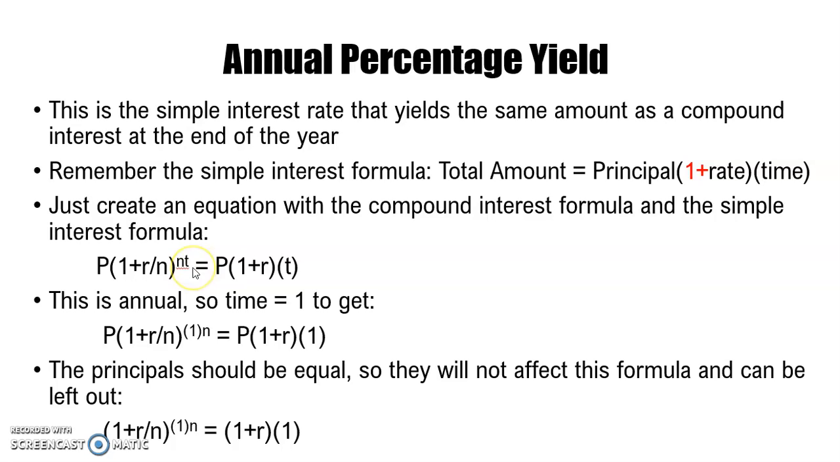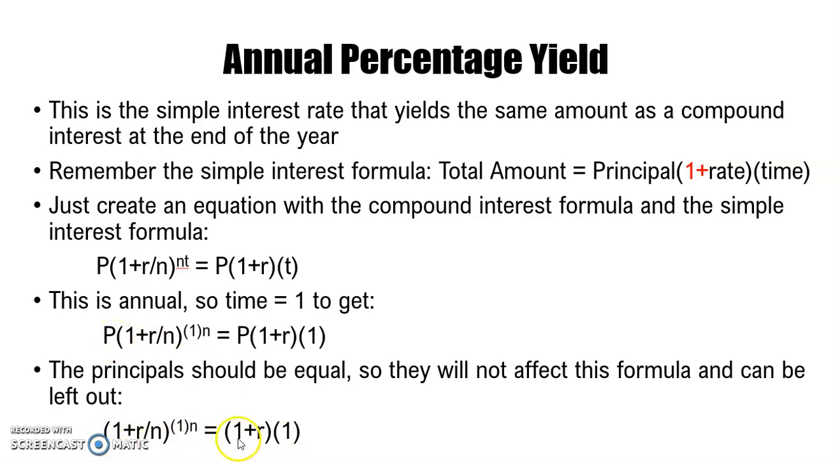Here's my compound interest formula. Here's my simple interest formula. So I just made them equal. Now remember, this is annual, so time is always 1. It's 1 year. So I'm going to put in the 1 here. And then remember, we're always starting with the same amount of money, so the principals should be equal. So basically I could divide on both sides by P. They're not going to affect my formula.